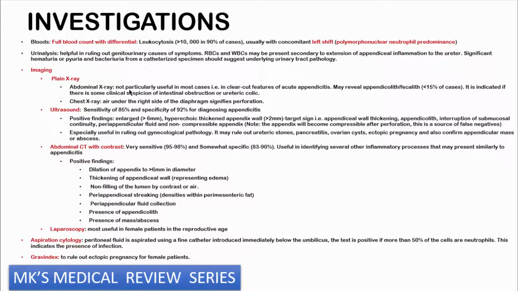Then you may also perform an ultrasound. This is obviously sensitive about 85% and specific for 92% for the diagnosis of appendicitis. So some positive findings that you may see on the ultrasound, I will show you a picture in the next slide. You may get an enlargement that's greater than 6 millimeters. So you get this hyperechoic thickened appendix wall that is greater than 2 millimeters, what you refer to as a target sign. So you have this thickening of the appendix wall.